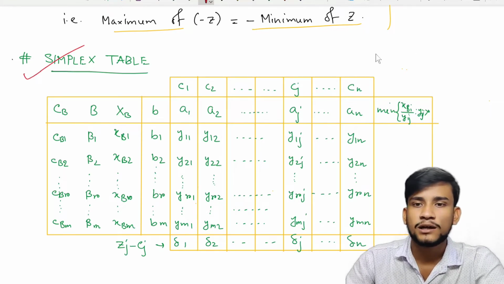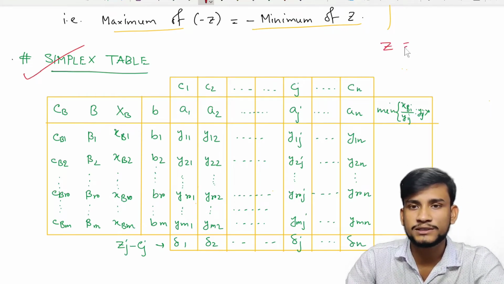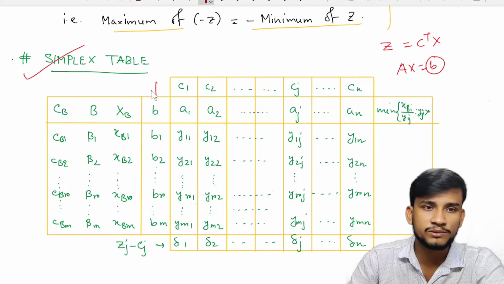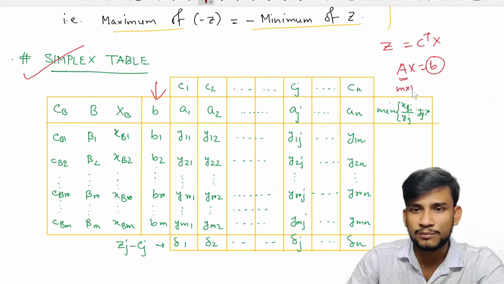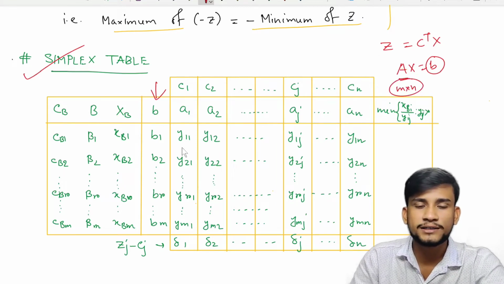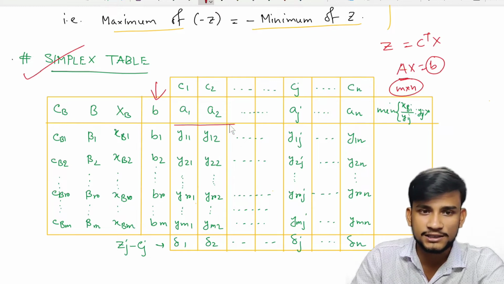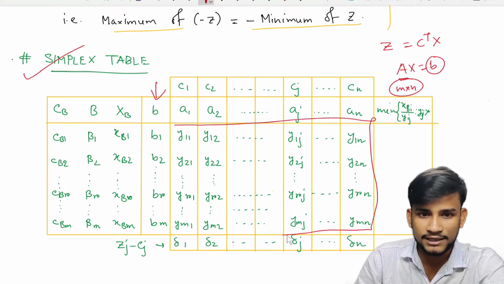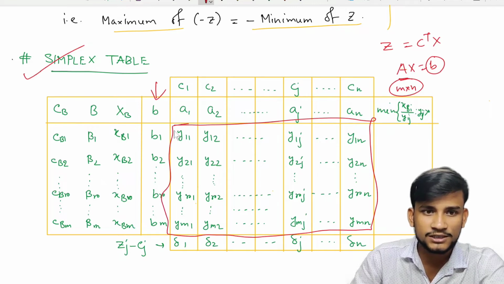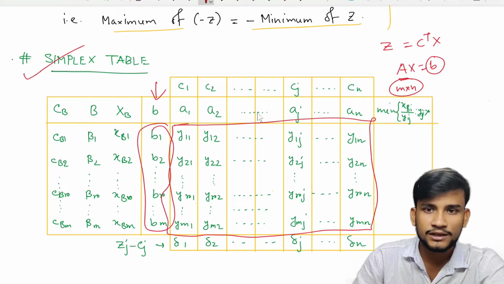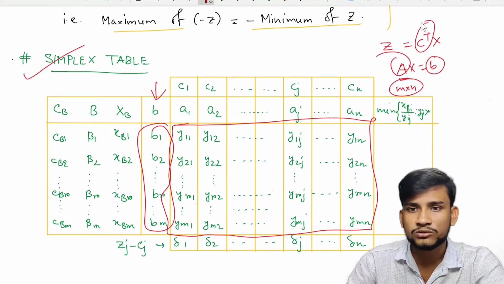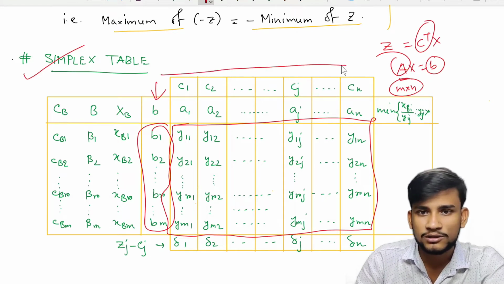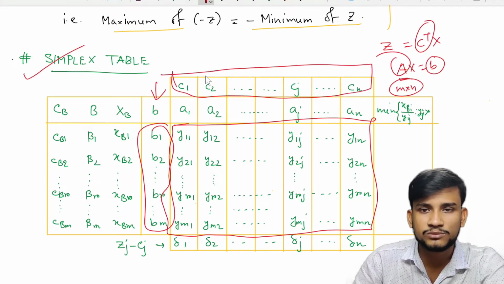Suppose we optimize z equal to c transpose x, and Ax is equal to b. So this b is a column vector. And this matrix A is an m by n matrix, called the matrix of order m by n, and the components of the matrix A are here. This is the structure, and b is this vector here. And z means cost. The cost vector is c1, c2 up to cn. This is the cost vector, that is z.